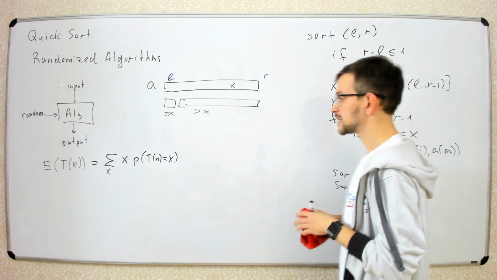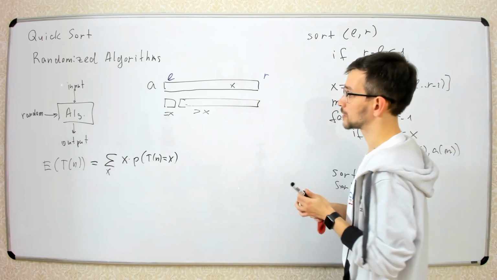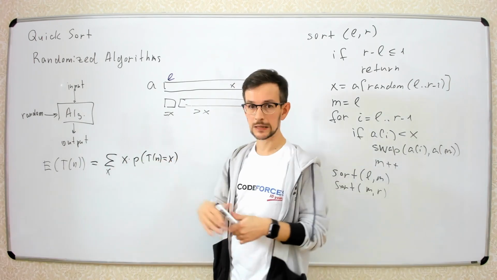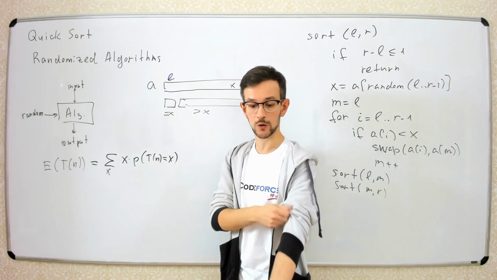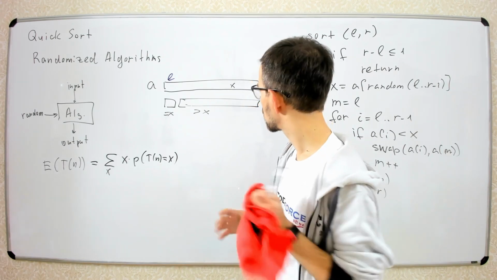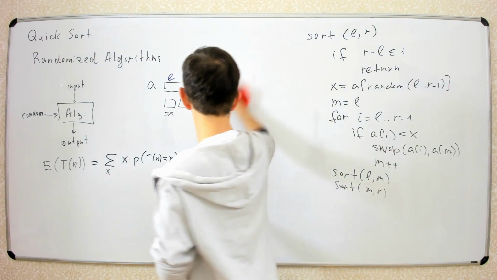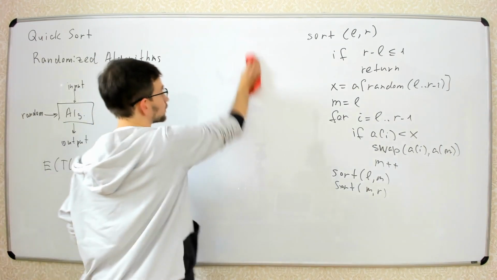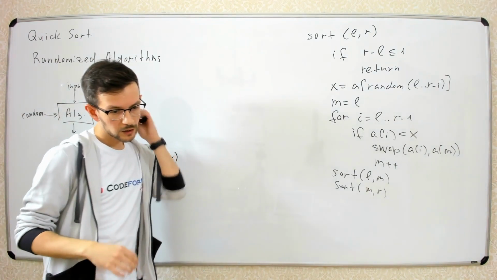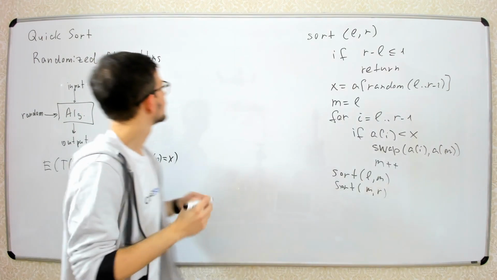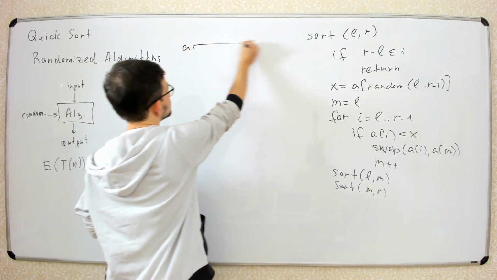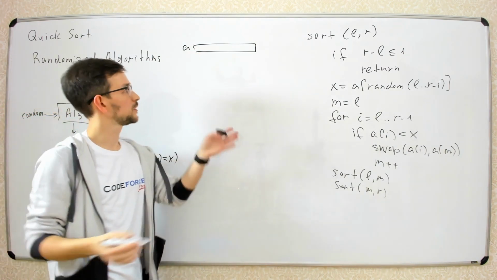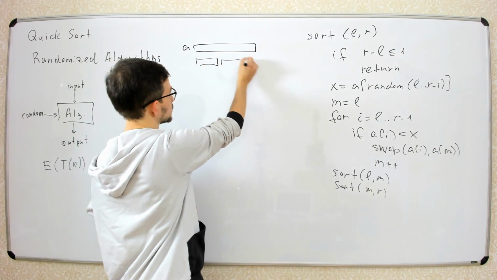Now, let's prove that for the Quicksort algorithm, the mathematical average of the time is actually n log n. How can we prove this? Let's see. So we have array A. Each time we pick some random element and split the array into two parts, left part and right part.